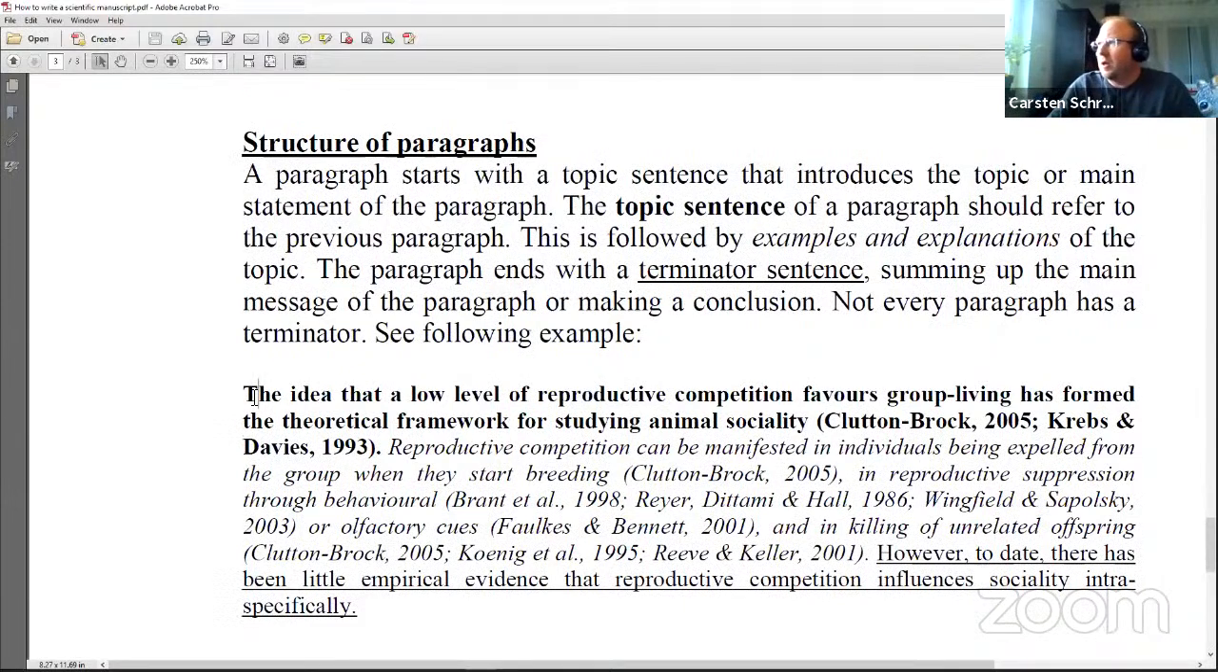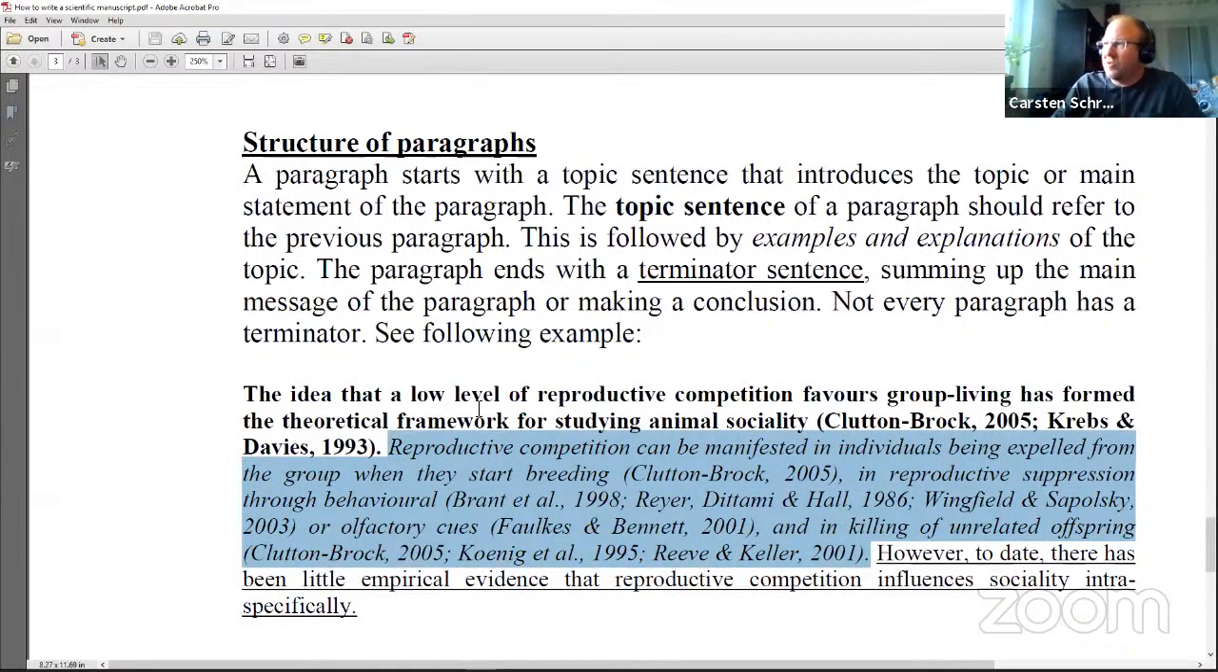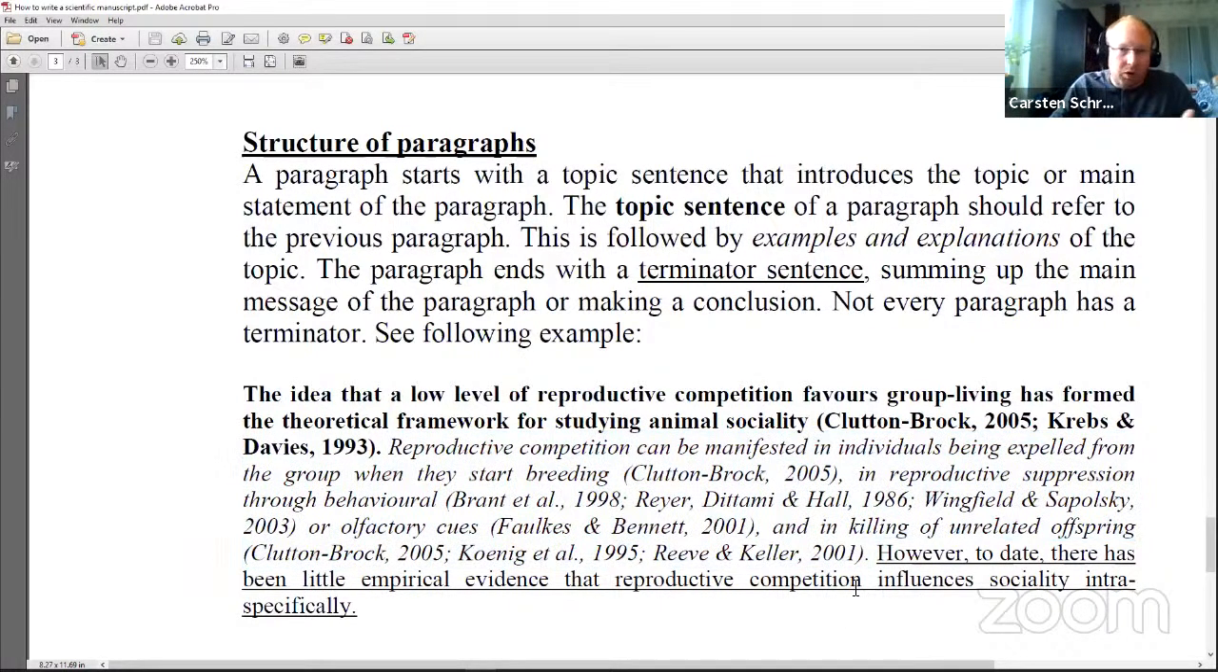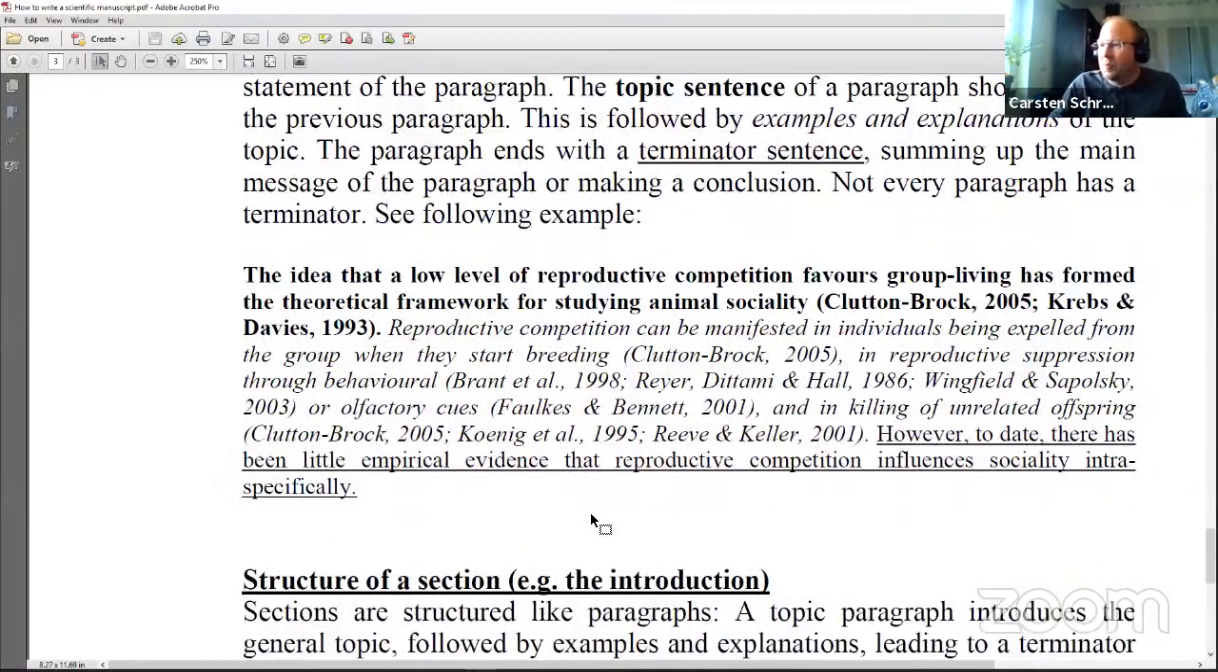So, for example, here could be the topic sentence: the idea that a low level of reproductive competition favors group living has formed a theoretical framework for studying animal sociality. And the terminator sentence is: however, to date, there has been little empirical evidence that reproductive competition influences sociality intraspecifically. And in between, there are examples and explanations of how one comes from this topic of reproductive competition to the terminator, that we don't really know how it influences intraspecific variation. Here it's about how we can use this topic to understand variation between species, and then the conclusion, the terminator, is how can we use it to explain variation within a species.